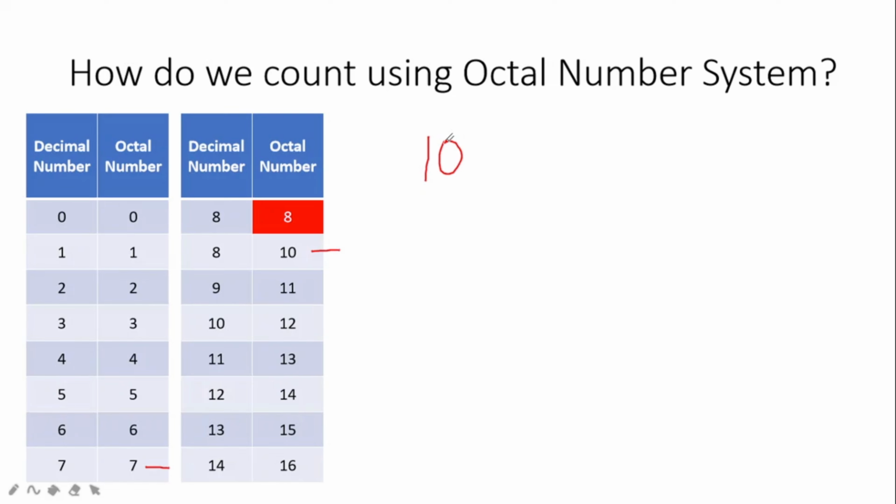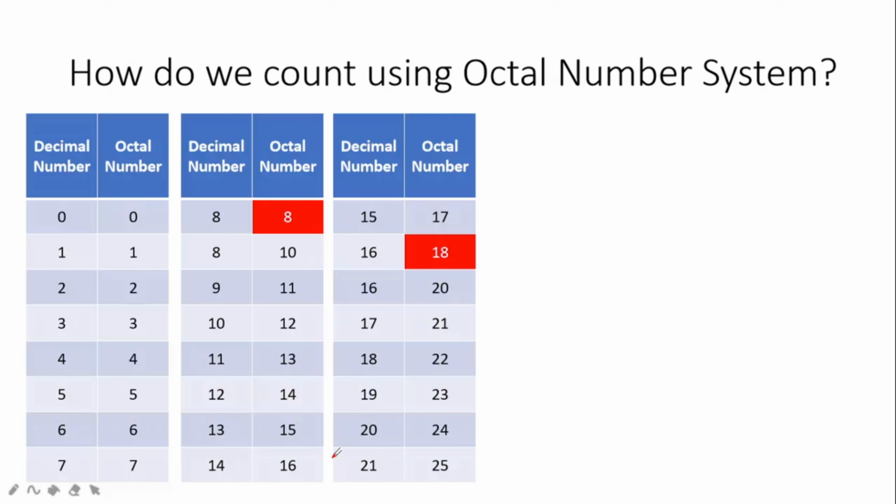So 10, then after that 11, 12, 13, 14, 15, 16, 17, and again 18. Now 18 cannot be the next number after 17 in the octal number system because it contains 8 at the 0th position, which does not belong to our symbol set. So what do we need to do now?